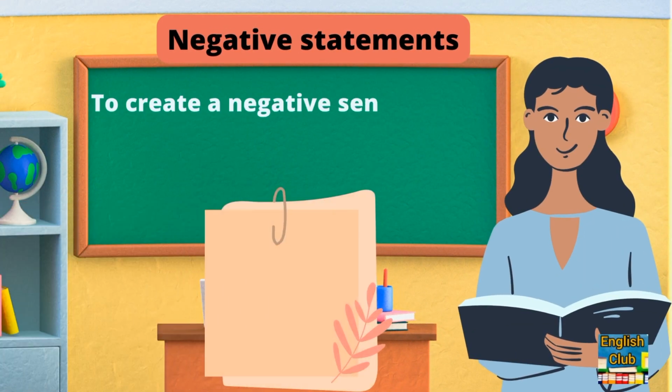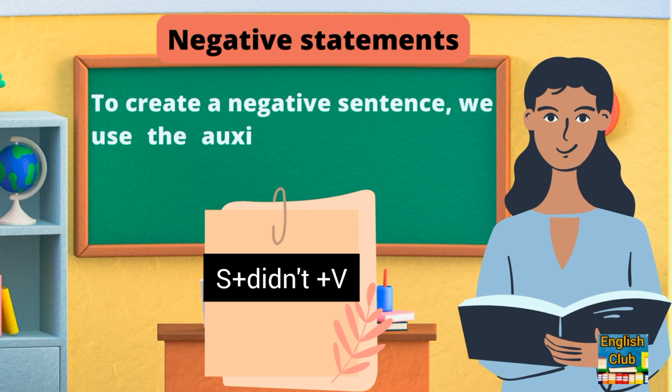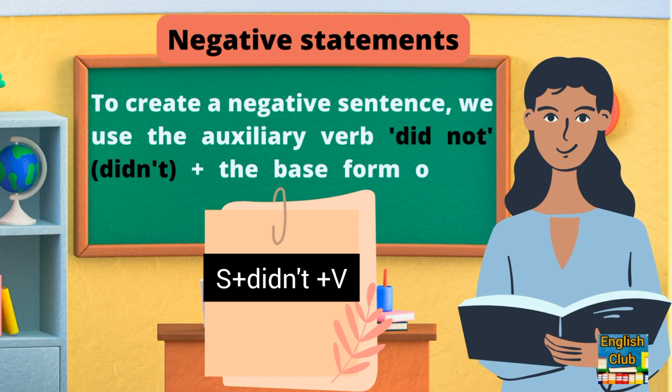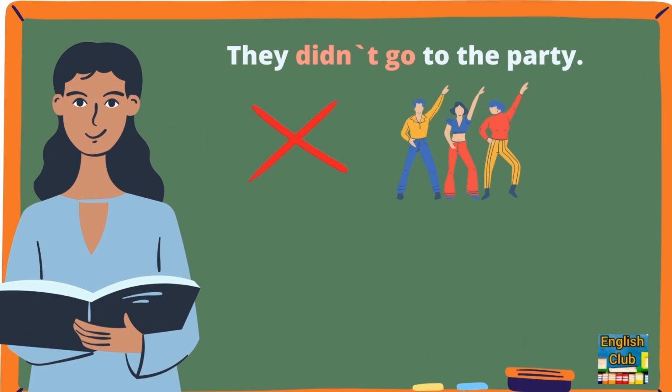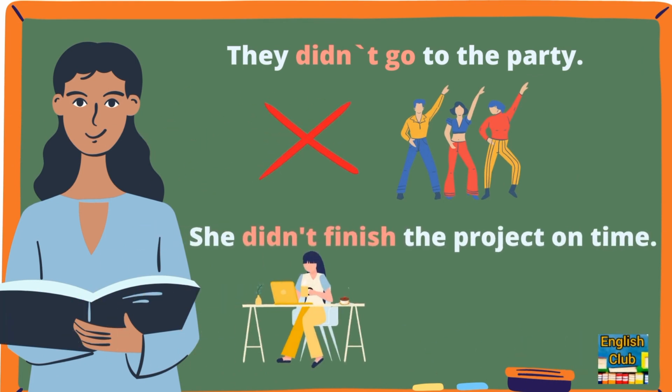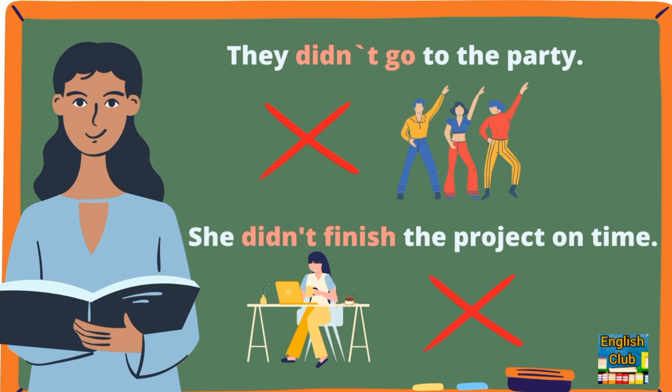To create a negative sentence, we use the auxiliary verb did not or didn't plus the base form of the verb. For example, they didn't go to the party. She didn't finish the project on time.